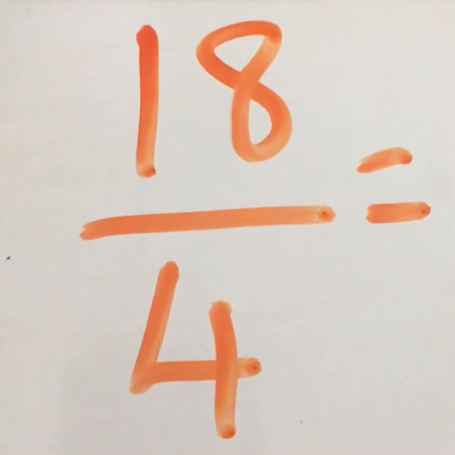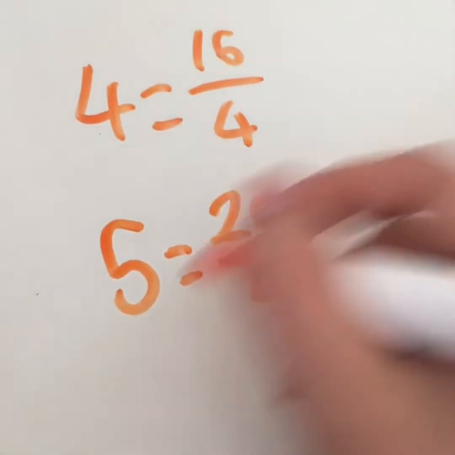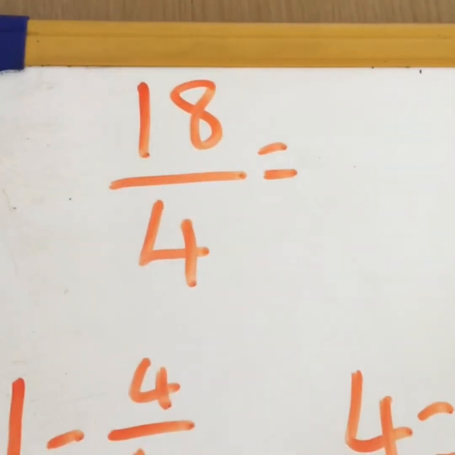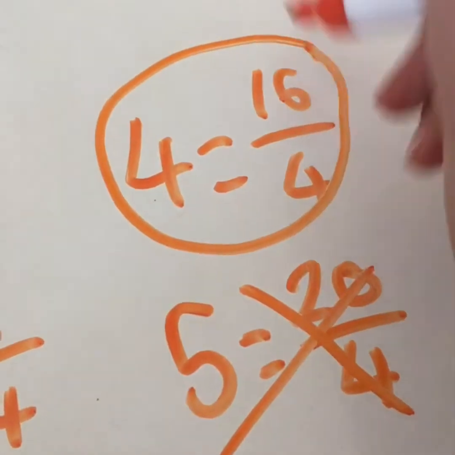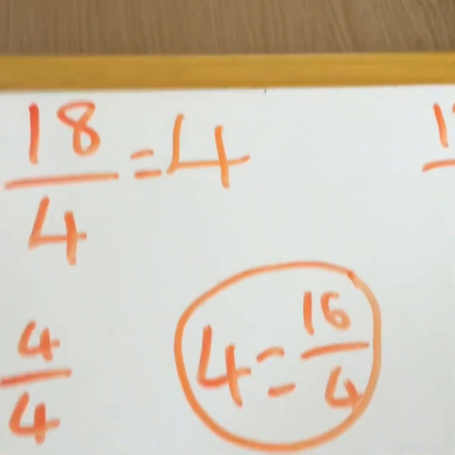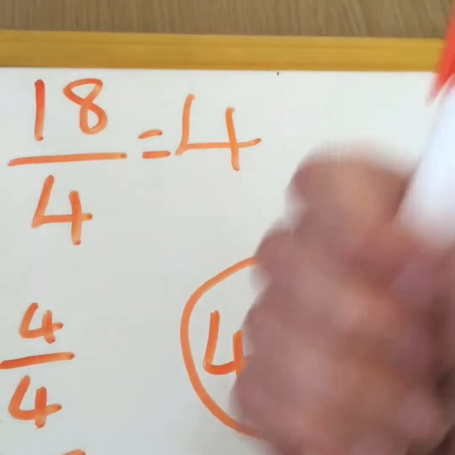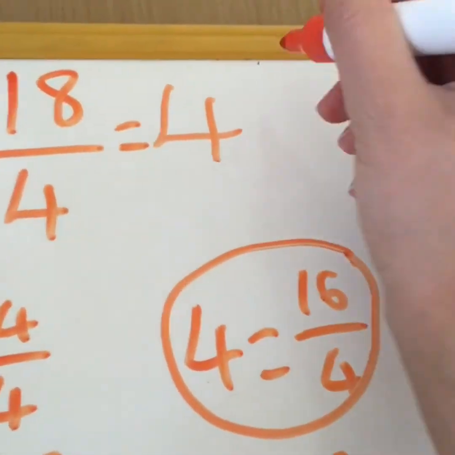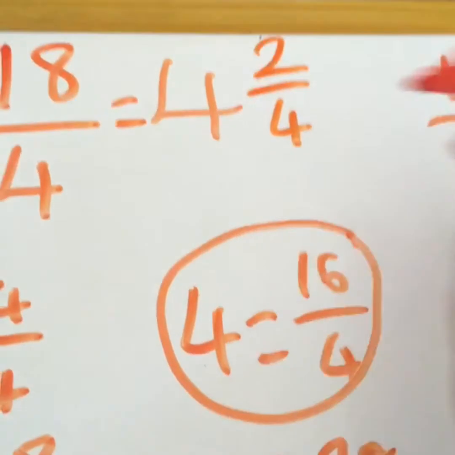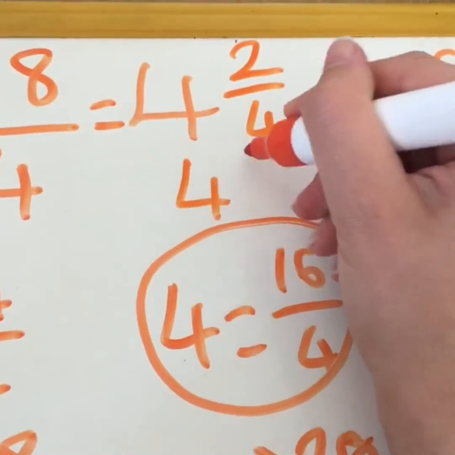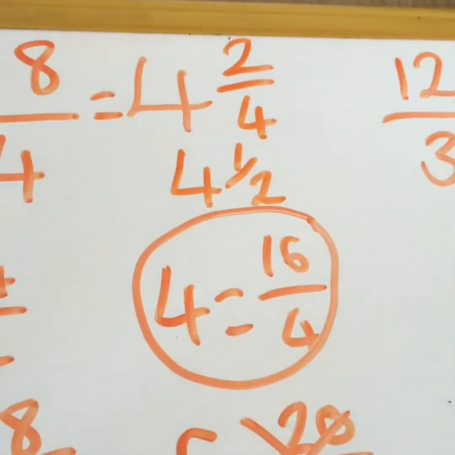Could I make 5 wholes? Well, no, I couldn't because I've only got 18 quarters. So I'd have enough to make 4 wholes, which is 16 quarters. But I had 18, so I've got 16, 17, 18. So I've got 4 wholes and 2 quarters left over, which I could also simplify to 4.5.